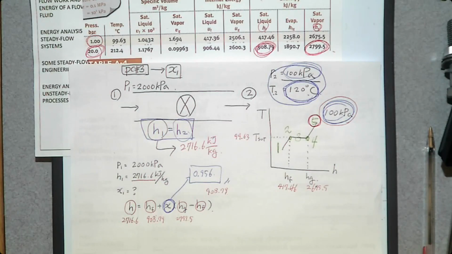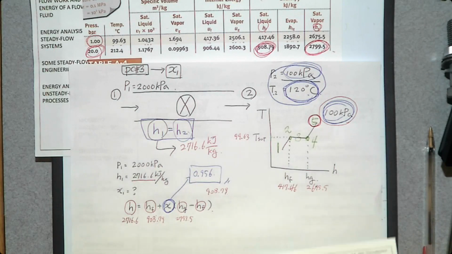Any question? It's not that hard, right? The energy balance equation is simple. The rest of it is just finding a property using the table, right? Okay, we have two more thermodynamic devices to go.